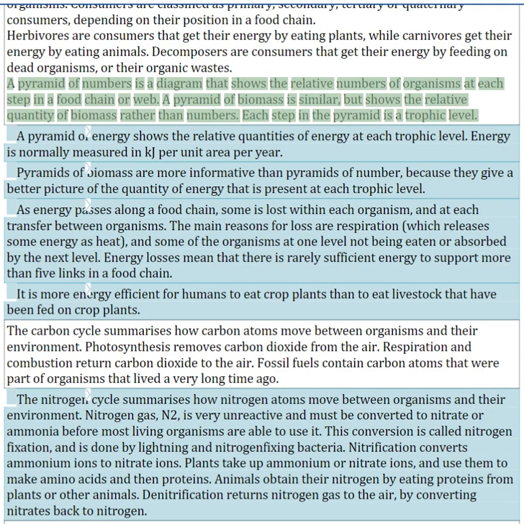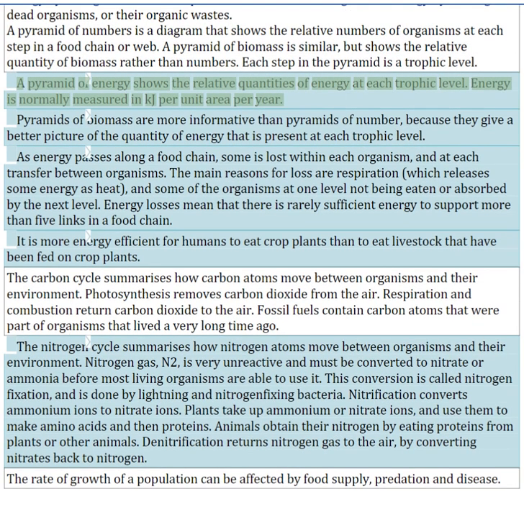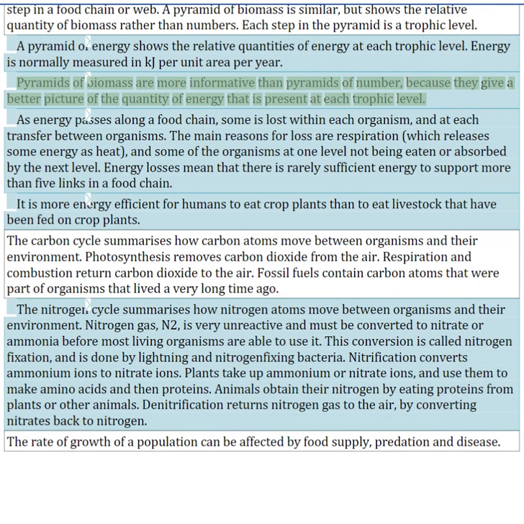Each step in the pyramid is a trophic level. A pyramid of energy shows the relative quantities of energy at each trophic level. Energy is normally measured in kJ per unit area per year. Pyramids of biomass are more informative than pyramids of number because they give a better picture of the quantity of energy that is present at each trophic level.